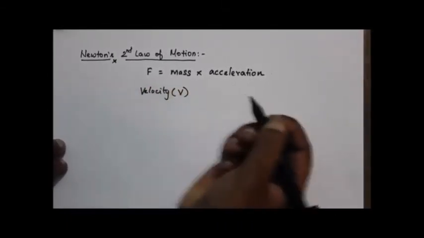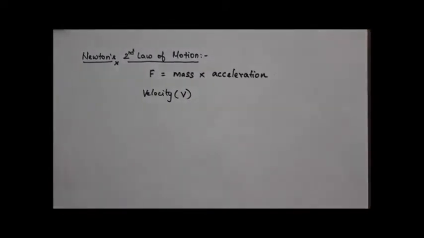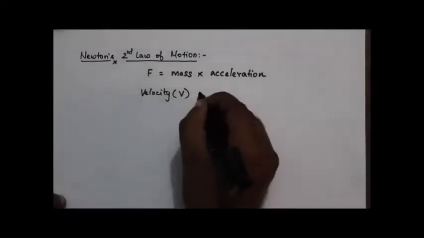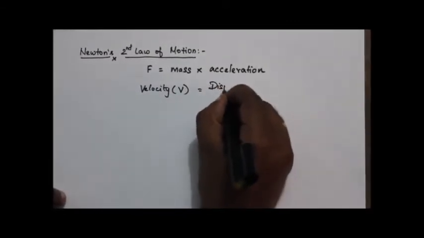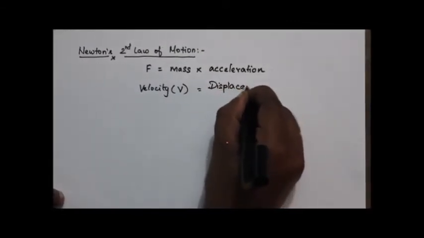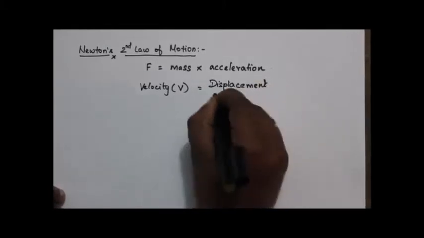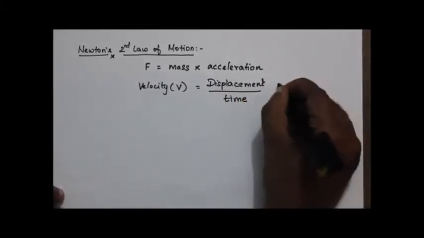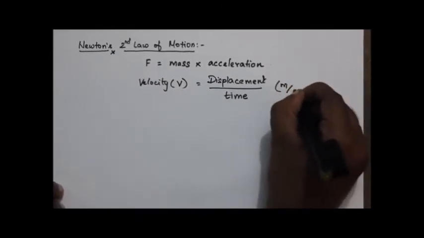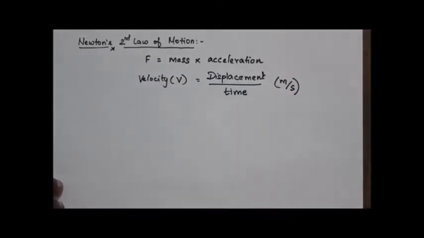Velocity, v. So what is velocity? Velocity is defined as the ratio between displacement and time, and it has its units meters per second.